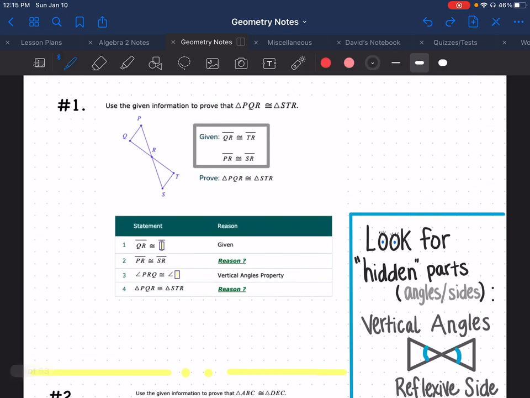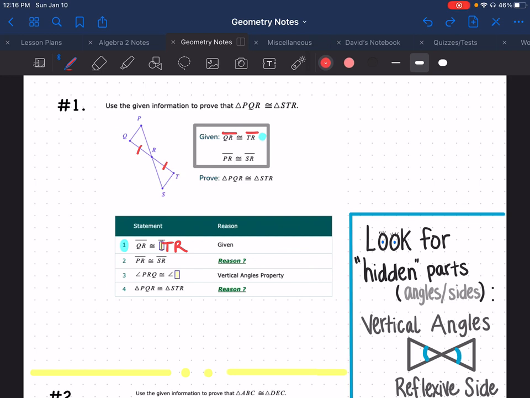Okay, so let's go back and take a look. I should see my givens. So this should be statement number 1, and it is. If I look at the whole statement, it's all there. Well, nope, I've got to fill in this part. So let's come back and look at the given. It says QR is equal to TR, and so that's what's missing here in the given.